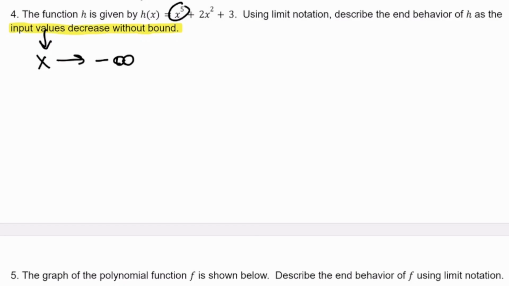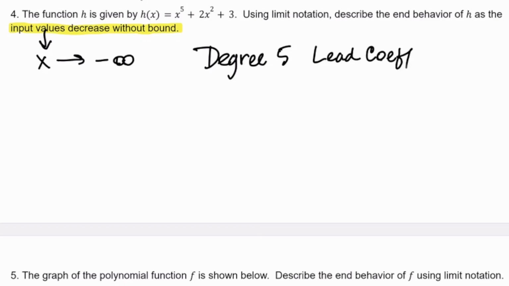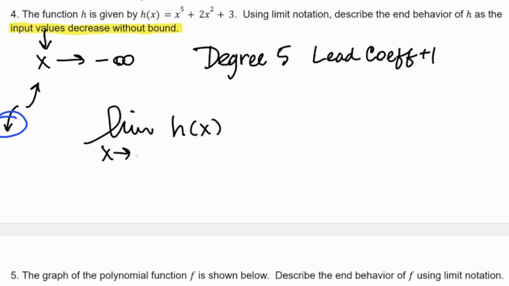h is going to be a 5th degree polynomial with leading coefficient 1. So degree 5, leading coefficient is 1, positive 1. And so if it's a positive coefficient on an odd degree polynomial, that's going to look like y equals x cubed. So if we're saying decrease without bound, we're approaching negative infinity. We're thinking here y is going towards negative infinity. So we'll say the limit of h of x as x approaches negative infinity is equal to negative infinity.